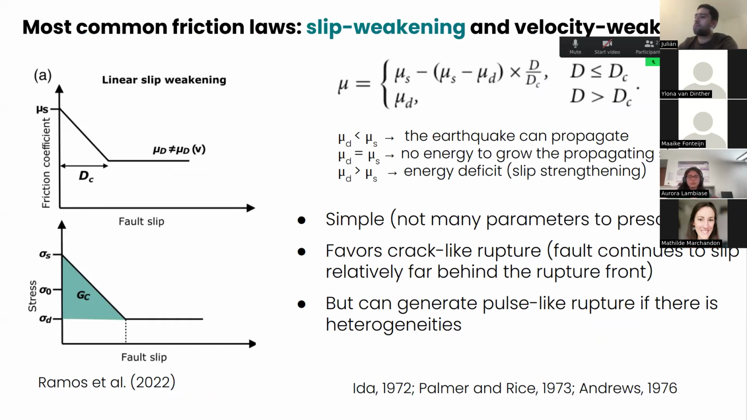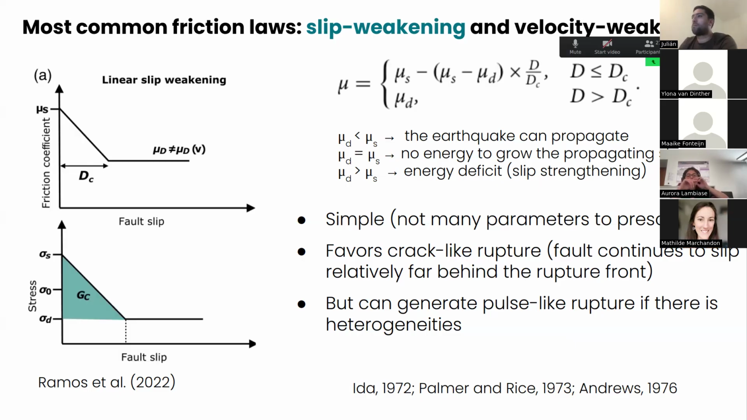Now another very important ingredient in dynamic rupture simulation is the fault friction. The friction law describes how the fault strength evolves with the slip or with the slip rate during the rupture. The most commonly used friction laws are the linear slip weakening and velocity weakening friction laws. In the slip weakening friction law, the fault friction only depends on the slip, and it's characterized by the slip weakening critical distance, d sub c.